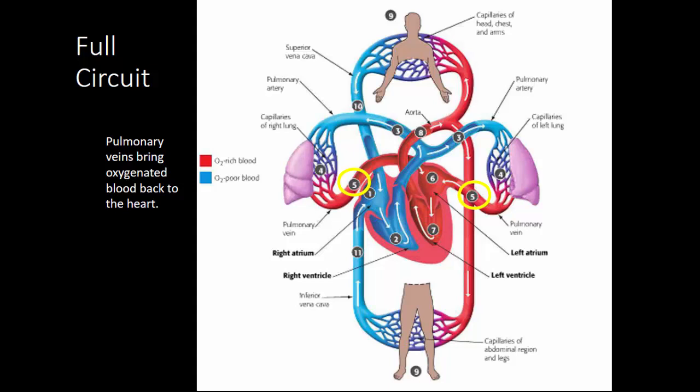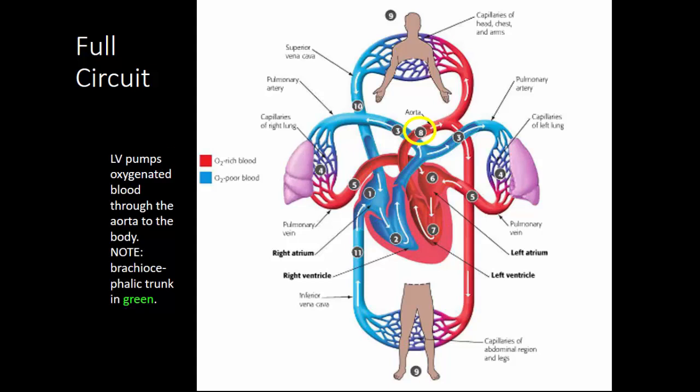Pulmonary veins then bring that highly oxygenated blood back to the heart and into the left atrium. The heart beats, forcing all the blood from the left atrium into the left ventricle. At this point, the heart will beat again and all the blood will be forced out of the left ventricle through a large artery called the aorta en route to body organs.